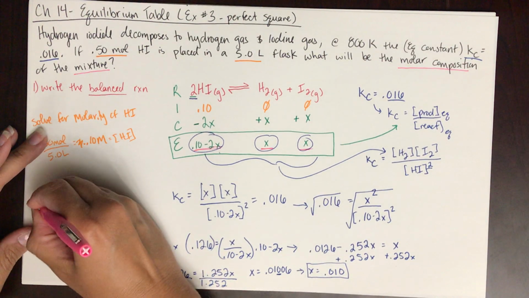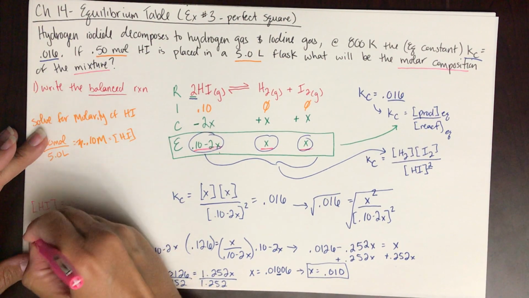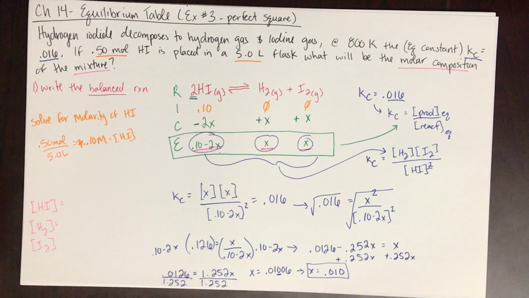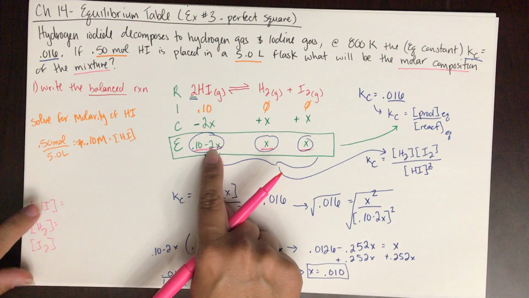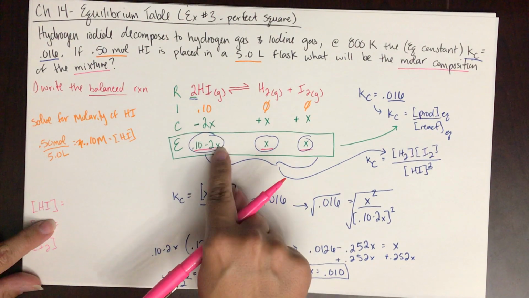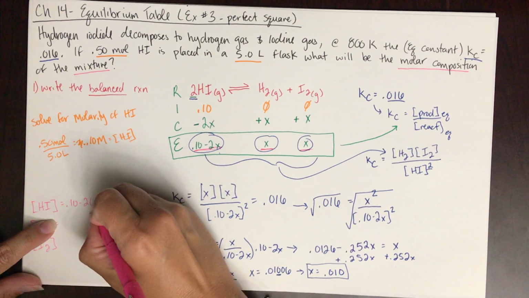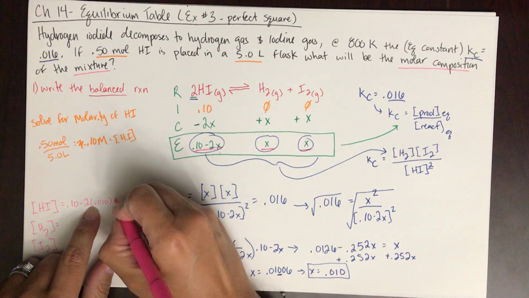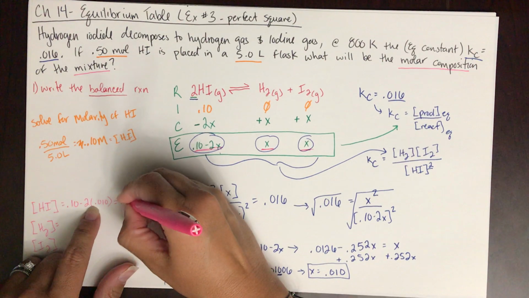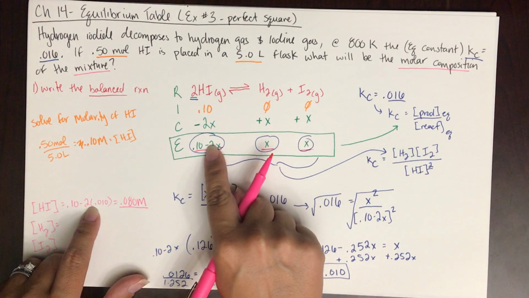So it's saying, what is the concentration of hydrogen iodide? What is the concentration of hydrogen gas? And what is the concentration of iodine gas? That's what the question is asking when it says, what is the molar composition? I'm going to use x to solve for that. So x is 0.010. So if the molar composition is 0.10 minus 2x, which is 0.10 minus 2 times 0.010, and 2 times 0.010 is 0.020, 0.1 minus 0.020 is going to be 0.080 molar. This is the concentration of hydrogen iodide at equilibrium.